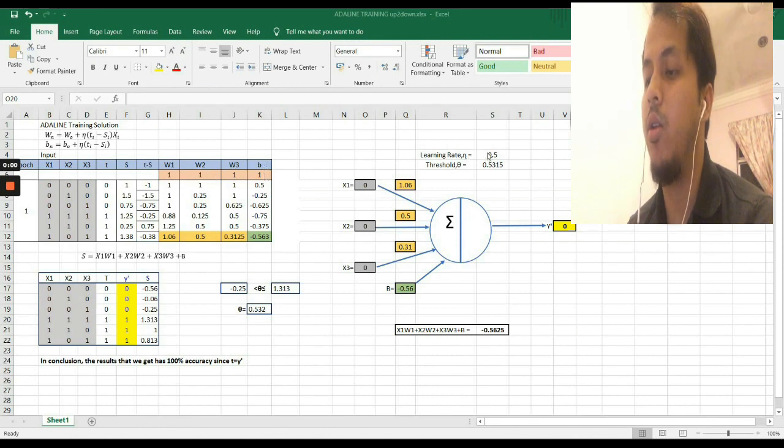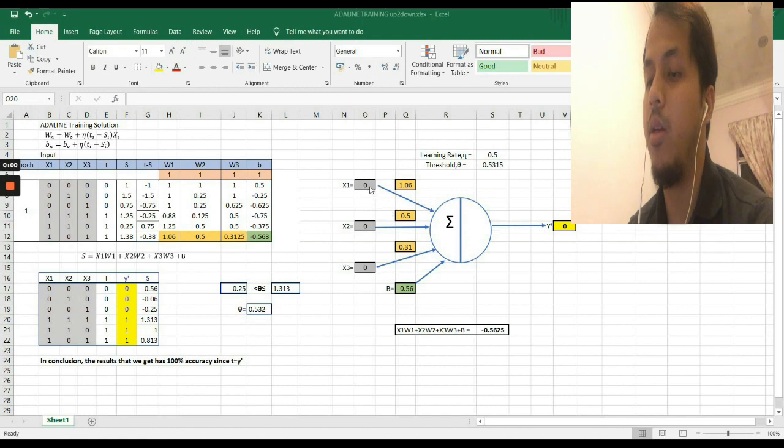Learning rate 0.5. After applying the calculation, we get the final values for W1, W2, W3: 1.06, 0.5, 0.3125 respectively, and the final value for bias is negative 0.563. These are the values we are going to use to calculate the output.